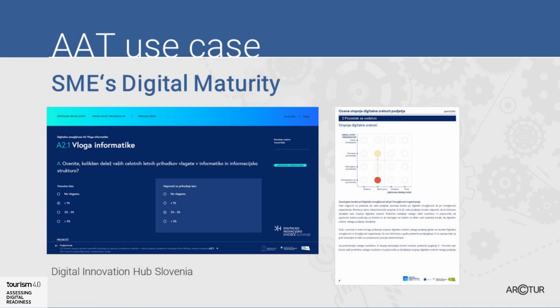In cooperation with the Digital Innovation Hub of Slovenia, the AAT has been customized to assess the digital maturity of Slovene small and medium enterprises. The goal of the Digital Innovation Hub of Slovenia is to help SMEs identify the added value of the use of digital technologies, raise their competitive advantages, and support them in digital innovation processes. It is conducted in the Slovenian language and is currently in process.